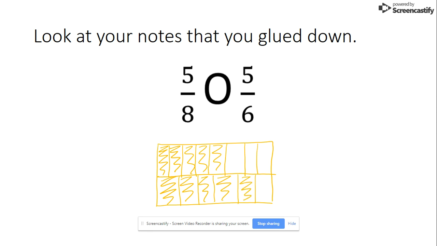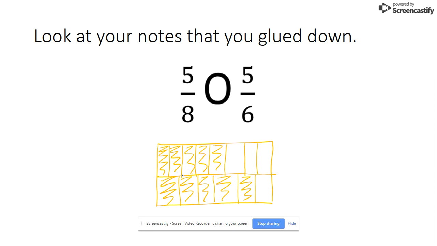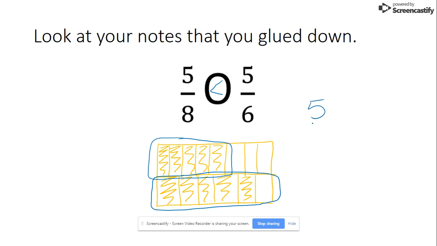And I'm looking at how much I have shaded in, and I can see that this time my bottom chunk is bigger than this top chunk. So my fraction 5/8 is actually going to be less than 5/6. You can check yourself with the butterfly method for all of these fractions.